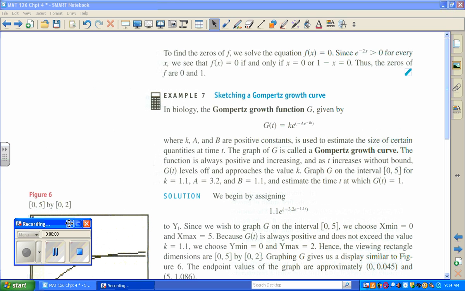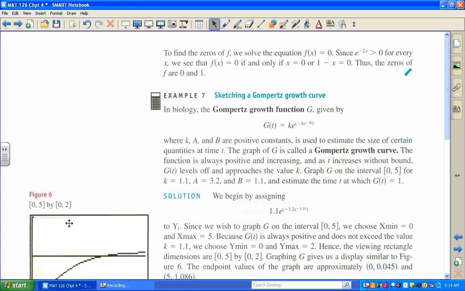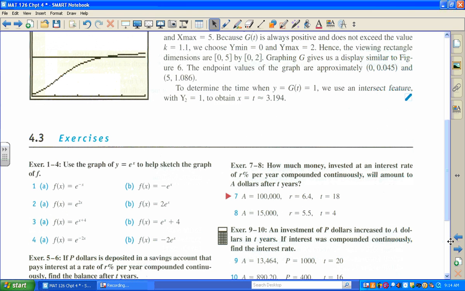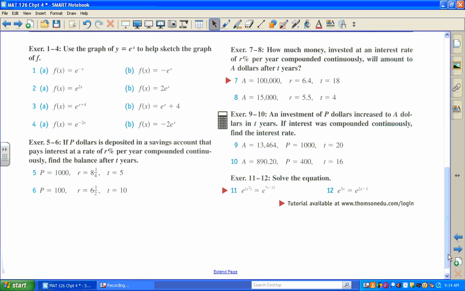Let's get started. Questions on the homework? Yeah, we'll do it real quick. Which one? 11? Let's give it a go and see what happens. Excellent.